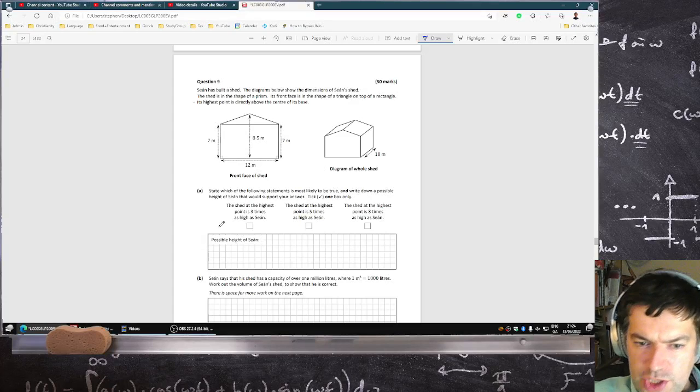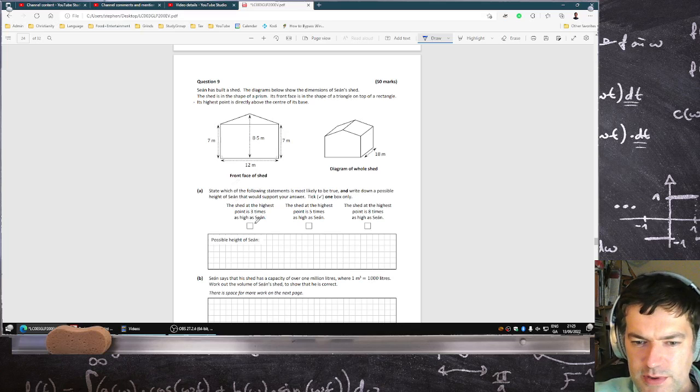Okay, building a shed. There's the dimension shown. State which of the following statements is most likely to be true. Sean has built a shed. The diagram below shows the dimensions of Sean's shed. The shed is in the shape of a prism. State which of the following is most likely to be true.